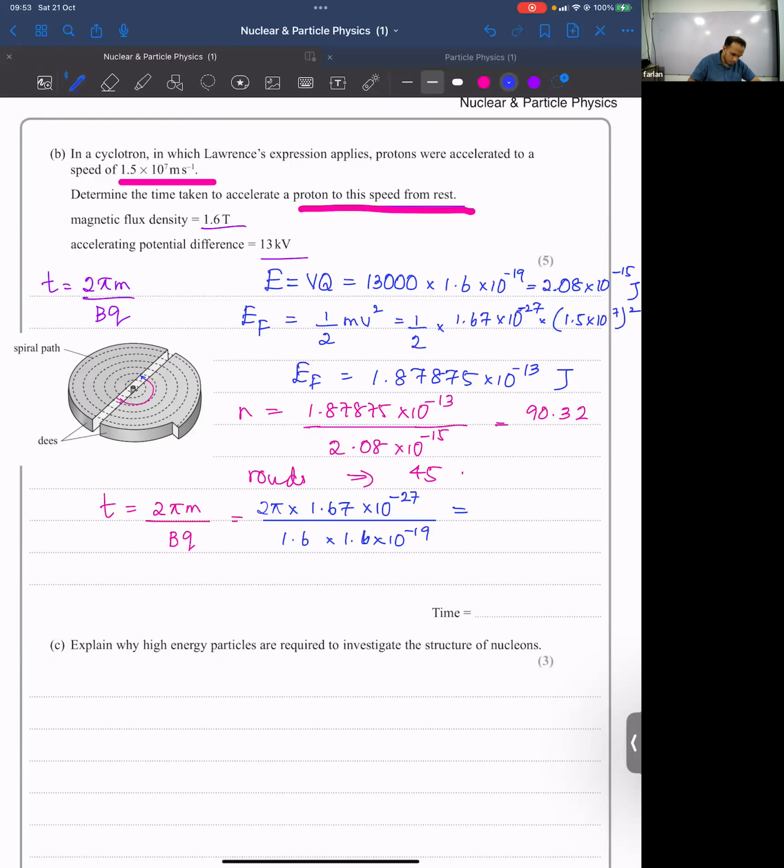That is 4.099 into 10 to the power minus 8 seconds. So for 45 rounds, the time taken will be that t into 45, which is 1.84 into 10 to the power minus 6 seconds.